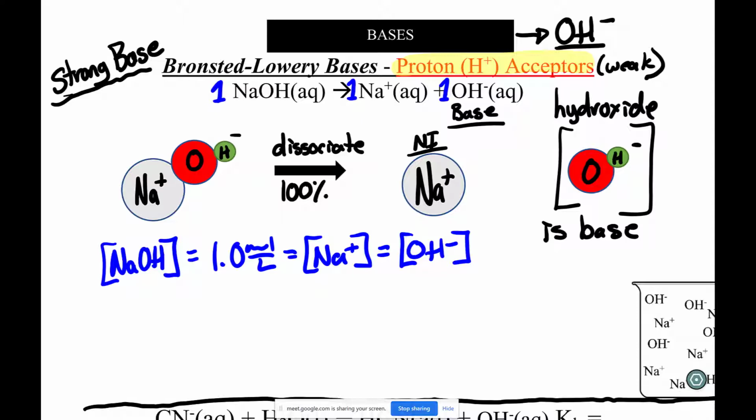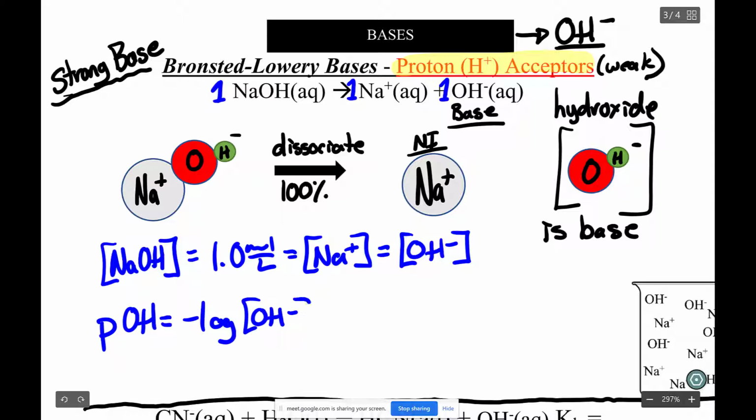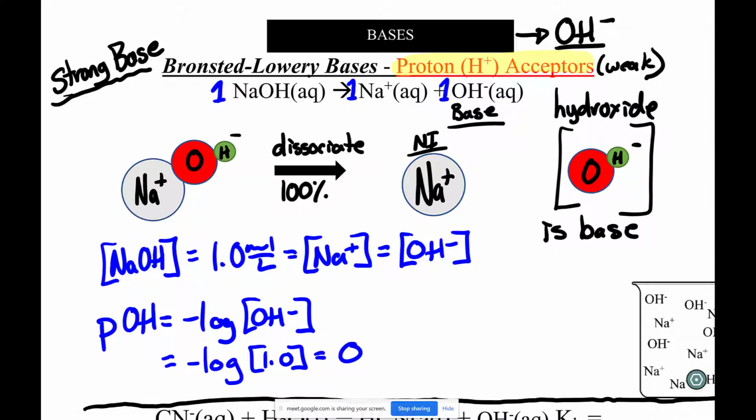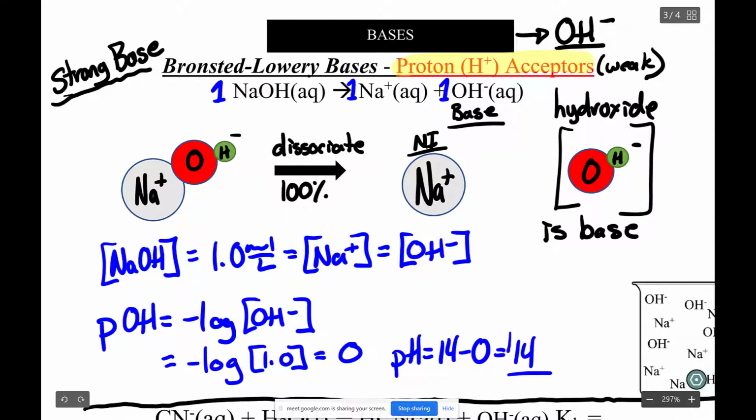And therefore, I can use all of my simple quantitative values in equations like pOH, pOH being the negative log of OH minus. Okay, and of course, if I put that value in, the negative log of 1 is always equal to 0. So the pOH would be 0 here. And then if I wanted to do the pH, it would be 14 minus that value, which would be 14. So this would be a very high pH, which is normal for a very strong base at high concentration.